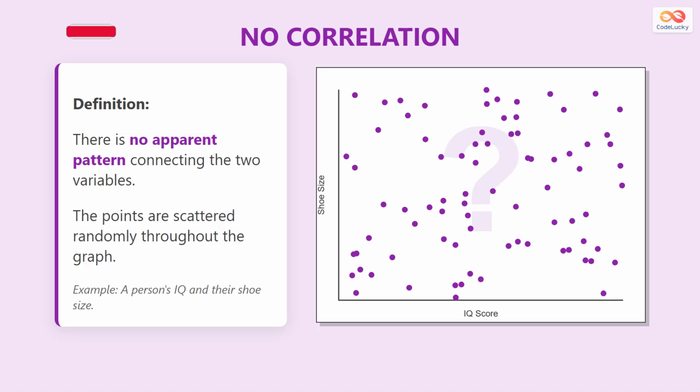Sometimes there is no relationship at all. This is called no correlation. The points are scattered randomly all over the graph like confetti. If you plotted a person's IQ score against their shoe size, you would likely see a graph like this, because one does not affect the other.